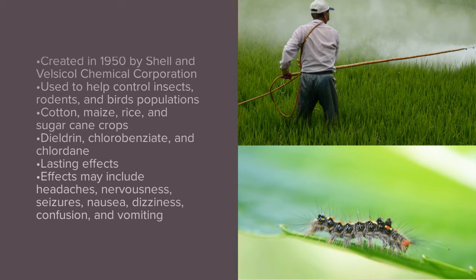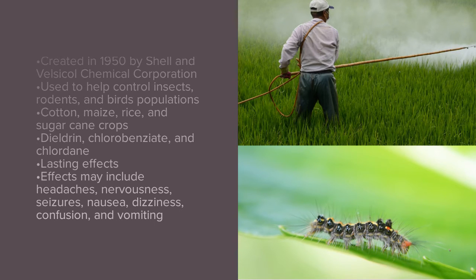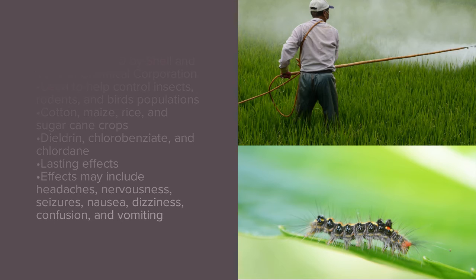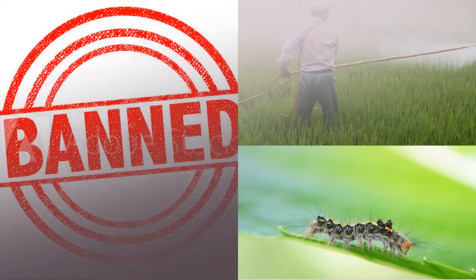At high doses, Endrin blocks inhibitory neurotransmitters in the central nervous system, resulting in excitation and seizures. Other effects may include headaches, nervousness, nausea, dizziness, confusion, and vomiting. Skeletal abnormalities and cleft palate in the offspring were associated with Endrin when it was fed to pregnant laboratory rodents.